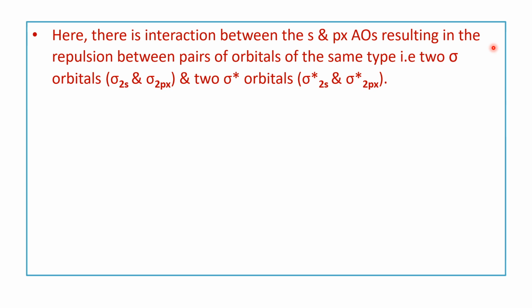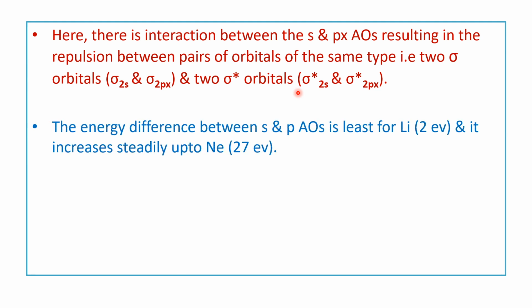So we can say that in this figure, figure B, there is an interaction between the s and the px atomic orbital, which results in repulsion between the pairs of orbitals of the same type. That means the two sigma orbitals, sigma 2s and sigma 2px, and also the two sigma asterisk orbitals, sigma asterisk 2s and sigma asterisk 2px. So there is repulsion between the same type of bonding and the same type of anti-bonding.